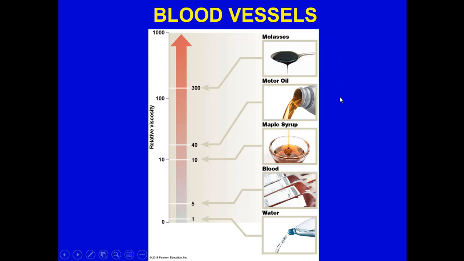Here's this concept about viscosity. Real simple. If you're not familiar with molasses, think about it as motor oil. Think about it as maple syrup. All of these are thickened fluids. It takes a greater amount of energy to push them through any tubes. Okay? Blood is not water.